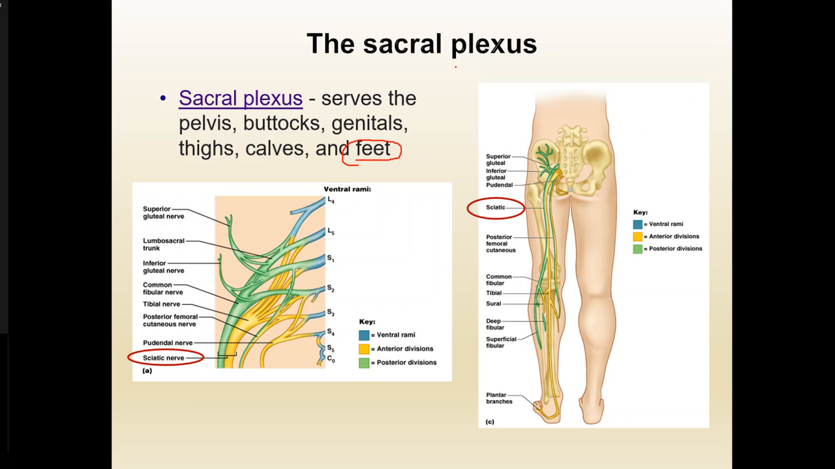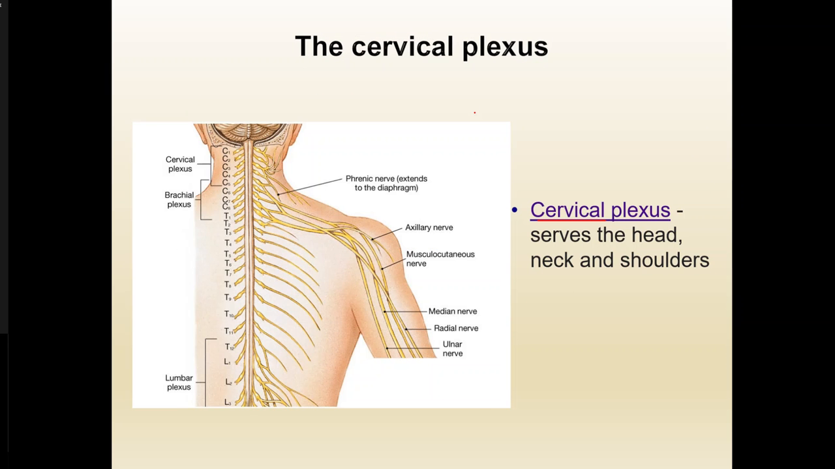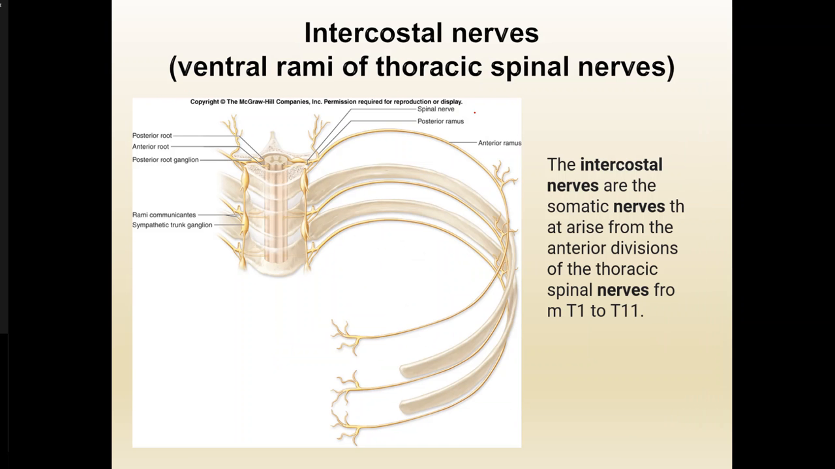And so we're talking about plexuses here, and there are different colors. They want to highlight the anterior divisions and the posterior divisions, meaning of course the motor and the sensory divisions here. And there is also the coccygeal plexus, if you will, and this serves a small region over the coccyx. Don't worry too much about this one. The main ones are these four that I have named.